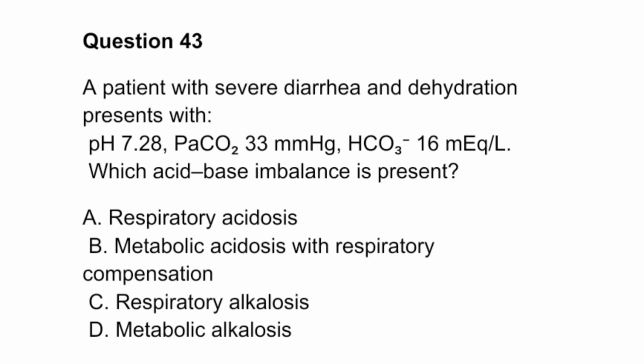Question 43. A patient with severe diarrhea and dehydration presents with pH 7.28, PaCO2 33 millimeters mercury, HCO3- 16 milliequivalents. Which acid-base imbalance is present? A. Respiratory acidosis. B. Metabolic acidosis with respiratory compensation. C. Respiratory alkalosis. D. Metabolic alkalosis.